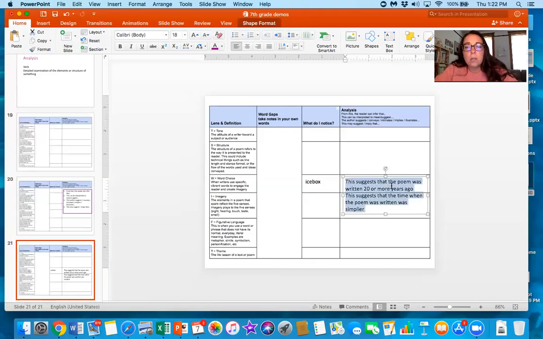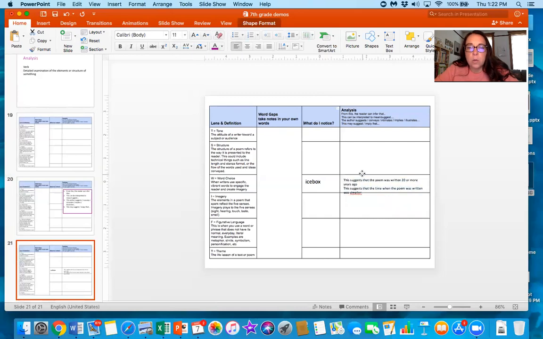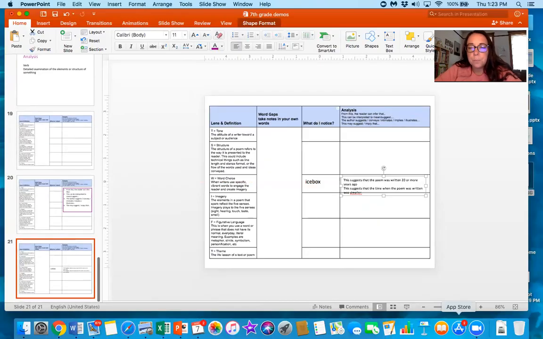Now, William Carlos Williams didn't tell us any of that. That's what makes this analysis. Anything that you figure out on your own from your own background knowledge or from doing Google searches, that's analysis. Analysis is what you figure out. It doesn't say it right there in the poem. You read the poem, you noticed a word like icebox, and then you figured something out. That is the difference with analysis. So in the notice column, only list what you see right in the poem, and then in analysis, use these sentence frames in order to help you.